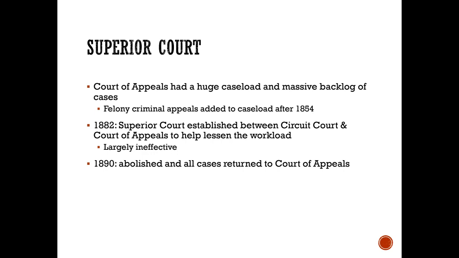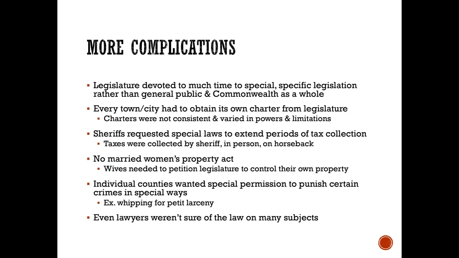Unfortunately, it ended up being mostly ineffective, and the judicial process really was not sped up well enough to even make much of a dent in that caseload. It was still that behind. And so by 1890, with the fourth Constitution, it ended up being abolished, and all of the cases were returned to the Court of Appeals instead. So it was a relatively short-lived court, not the shortest, but it didn't do the job that they wanted it to do. With this third constitution, there were also several more complications that they kind of had as time went on.